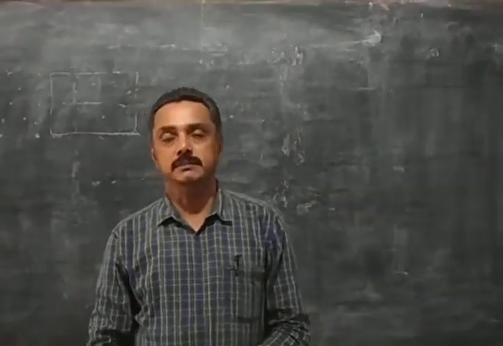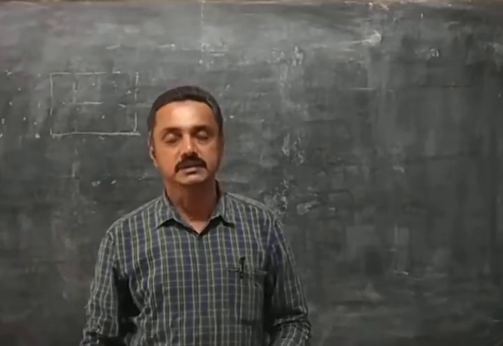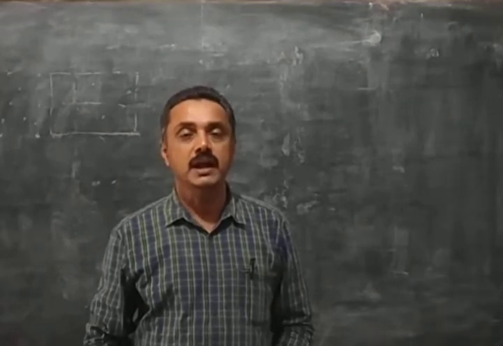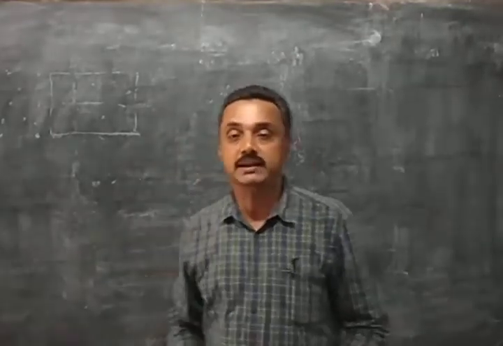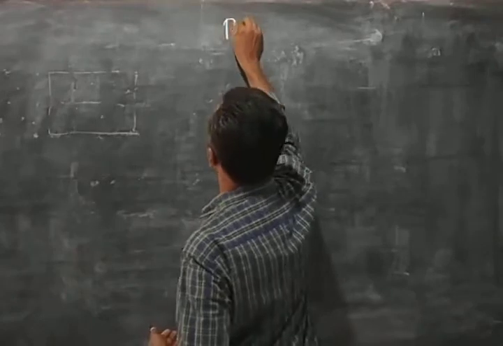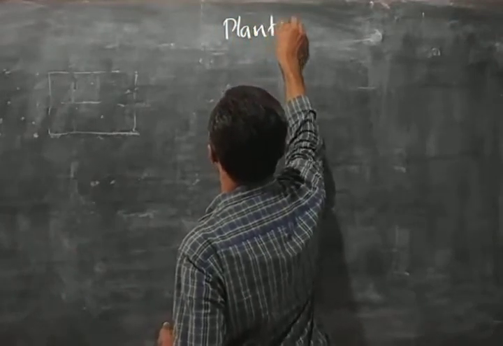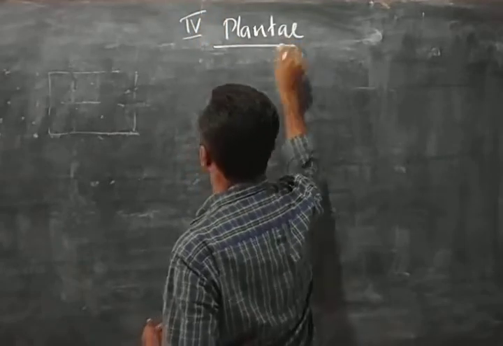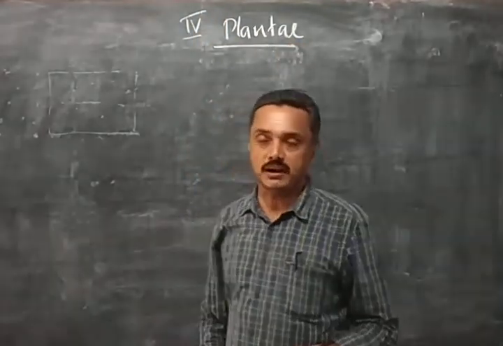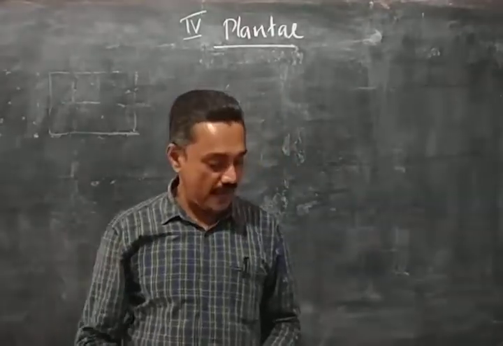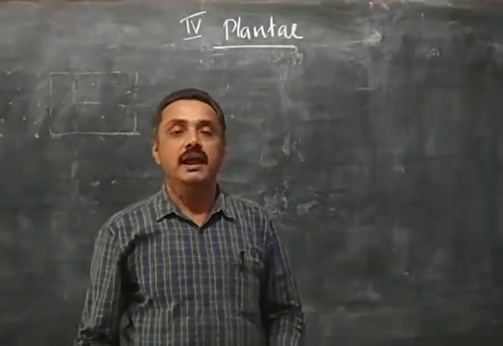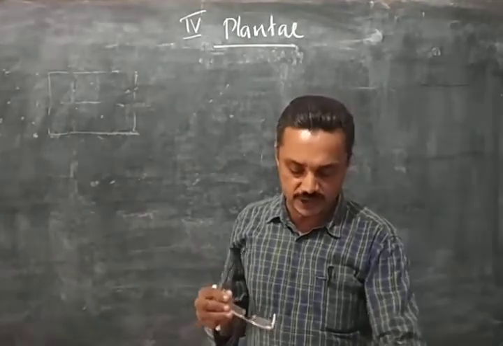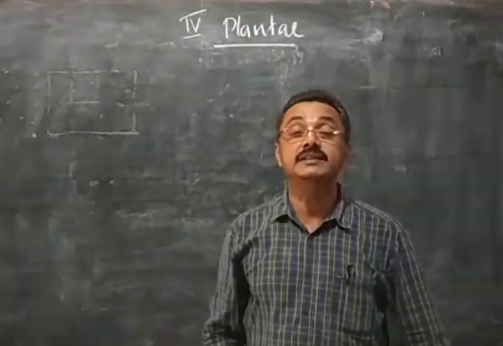And today we can discuss the 4th kingdom according to Whittaker's 5 kingdom classification, that is the plant kingdom, Kingdom Plantae. This plant kingdom is typically a special group, and we will discuss the details in the coming chapters.